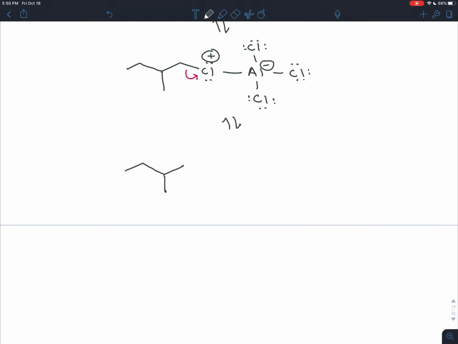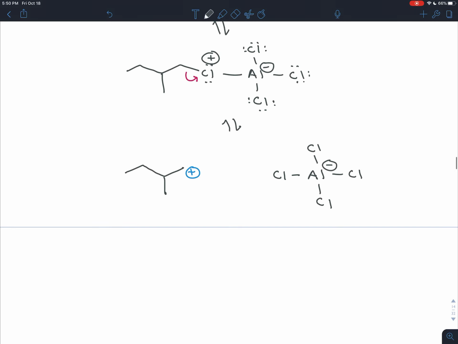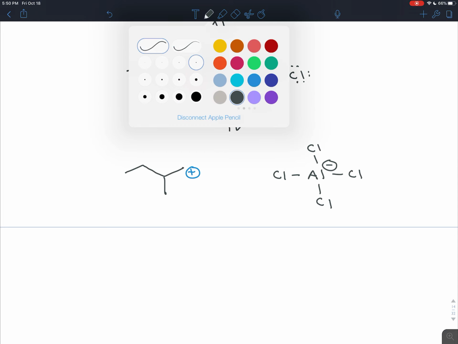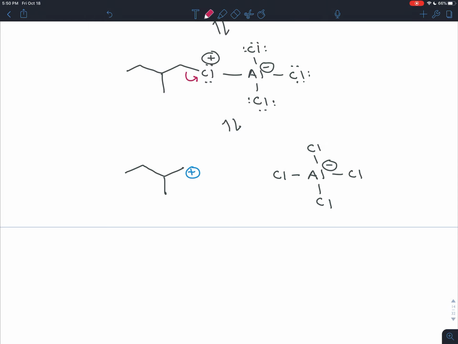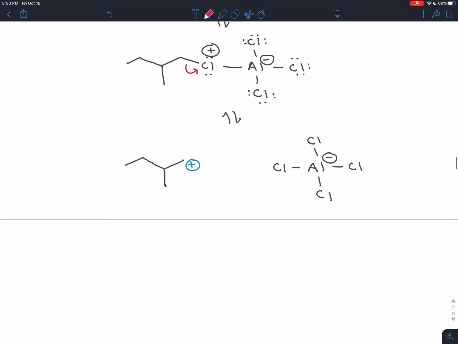First, this carbocation, and then this unstable intermediate for the metal catalyst. And now that we have this carbocation, we have to think about rearrangement, carbocation rearrangement. Anytime you have a carbocation, always consider carbocation rearrangement.